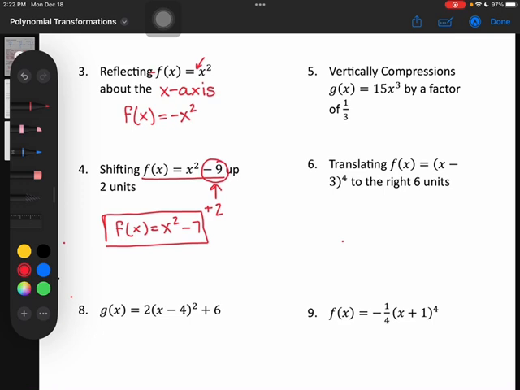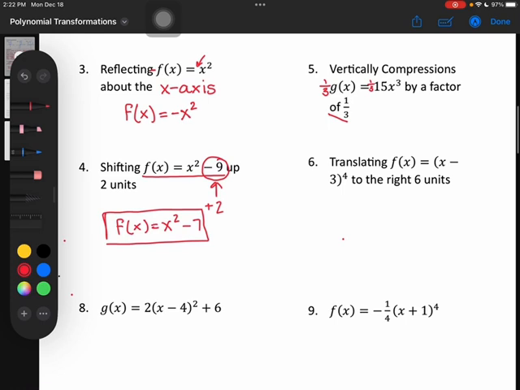Okay. And now for 5, we want to vertically compress g of x by a factor of 1 over 3. So when we vertically compress something, we are multiplying the whole thing by it. So we're going to do a little multiplication in front there. And we know that that would give us 15 divided by 3, which is 5. So that new compression factor would be 5, and then x to the third.